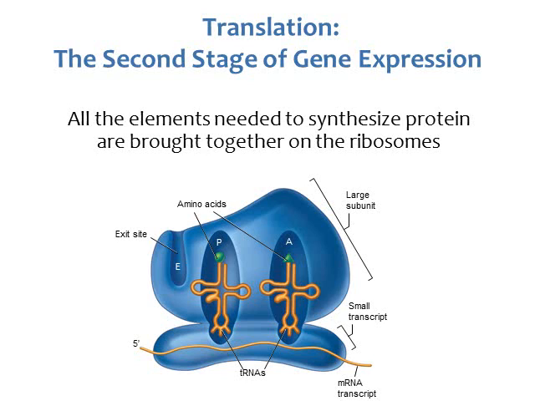And this is the second stage of gene expression. So this is where all the elements needed to synthesize a protein are brought together on our structure, the ribosome. So we're going to bring in our mRNA, we're going to bring in our tRNAs, we're going to have our amino acids attached to the tRNAs, we have our large subunit and small subunit of the ribosome come together and hold all of this together. And this is where we're going to attach these amino acids to each other to make our protein.